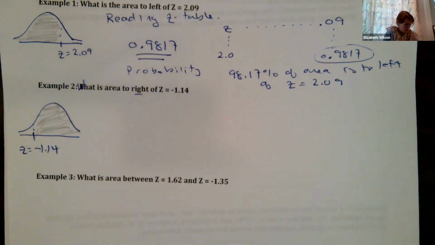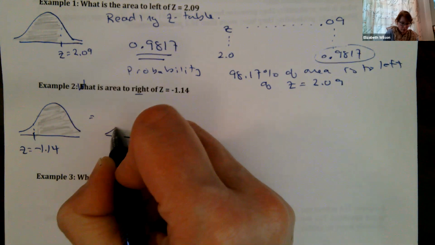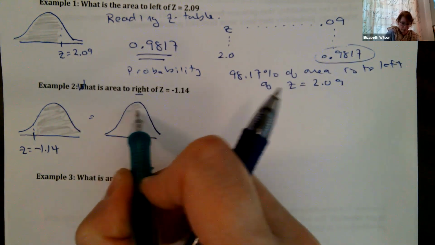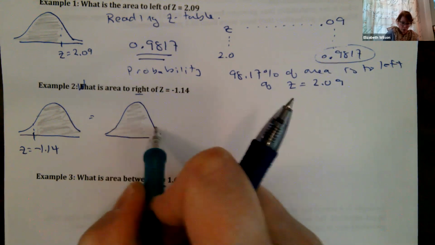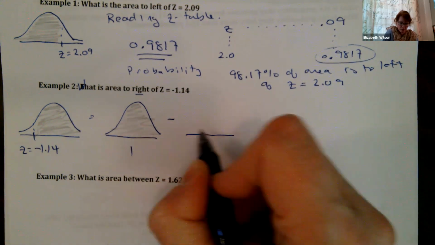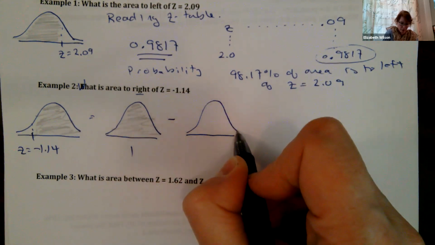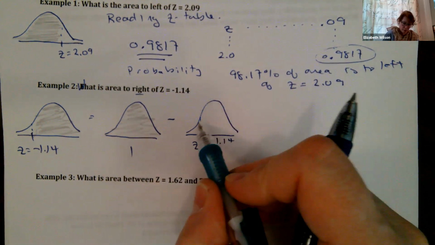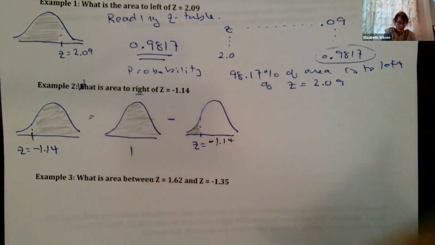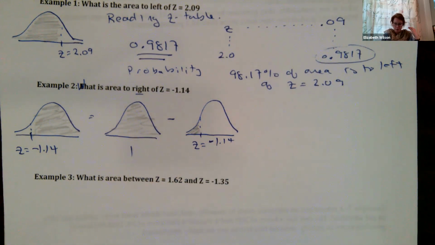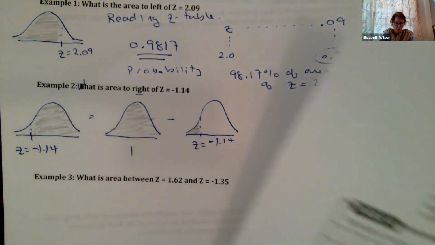Which means I have to think about subtraction from the whole. The whole area underneath my curve, remember, is 1. That's the total sum, minus the area to the left of z equals minus 1.14, minus this bit right here. This comes from our table. We need to look this up. When I look here, these are all positive numbers, so I'm going to flip this around.